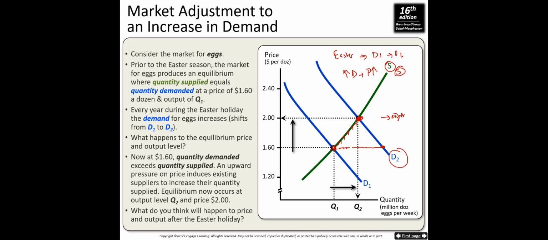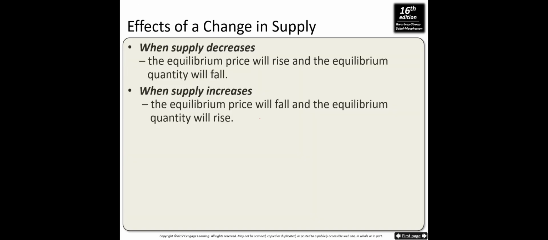So what happened? Because of an increase in demand, the equilibrium price, which was 1.6 before, is now 2. And the equilibrium quantity, which was Q1 before, is now Q2, an increase. Both P increases, Q increases. And when supply decreases, the equilibrium price will rise and the equilibrium quantity will fall. When supply increases, the equilibrium price will fall and the equilibrium quantity will rise.